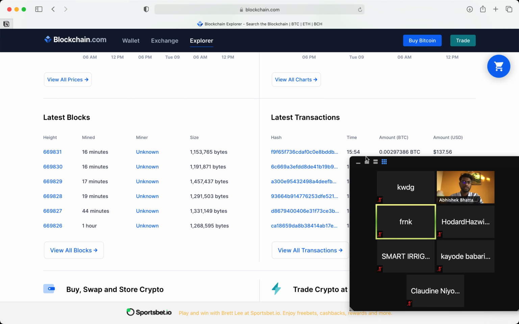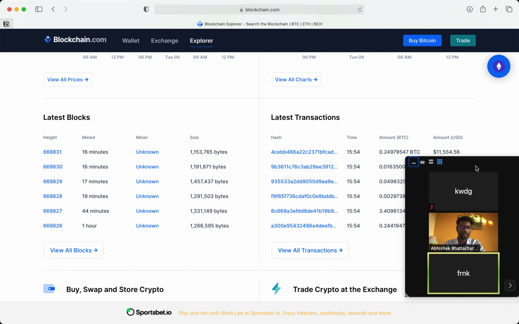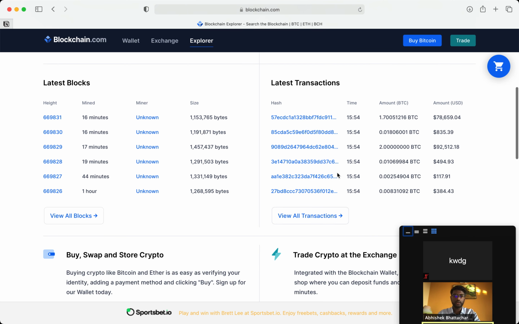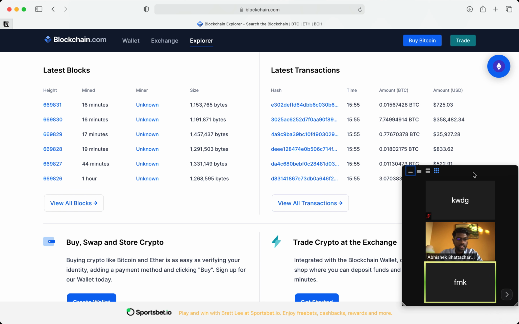That is one big reason to actually not be able to pay using Bitcoin. Another important part I wanted to show here is the transactions part. This is the hash that you're seeing. Yes, Frank, please tell.